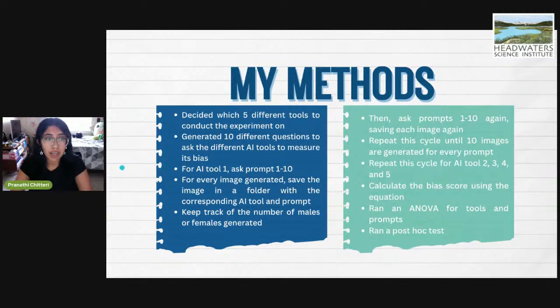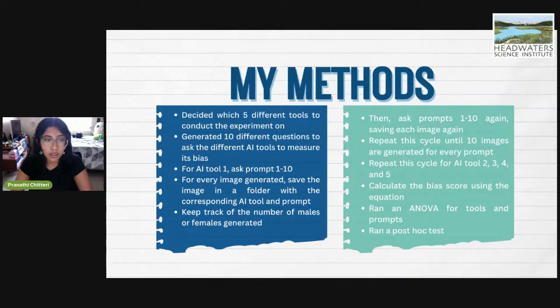So my methods. Step 1 is to decide which 5 tools you want to conduct your experiment on. I used Canva, Copilot, ChatGPT, Deep AI, and Starry AI. These specific AI tools were selected to be tested in this experiment on the basis that they have the ability to generate a photorealistic image when they're given a detailed prompt. So step two is to generate 10 different questions to ask the different AI tools to measure its bias.